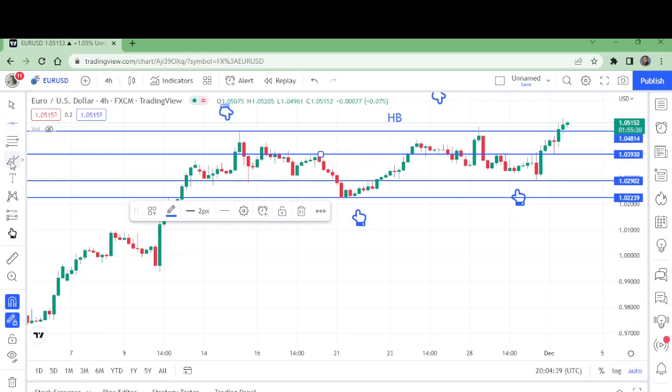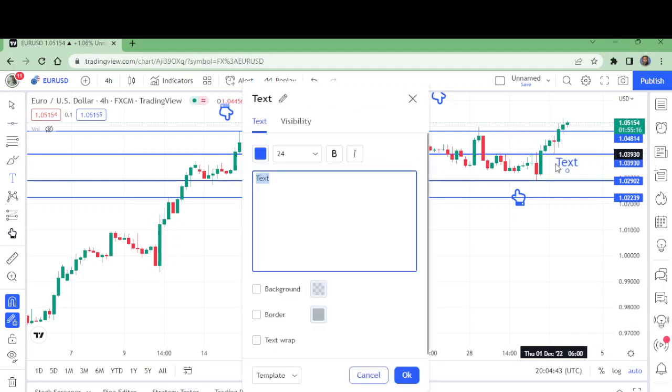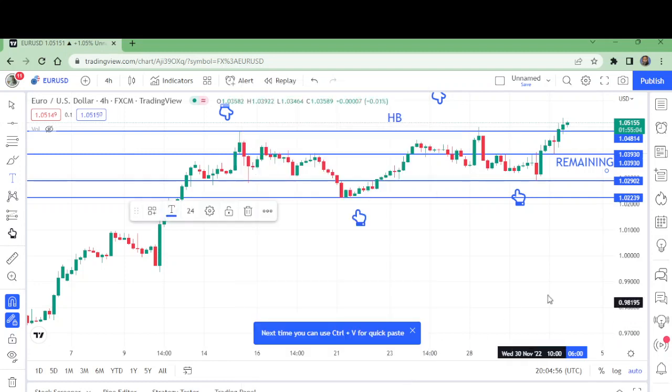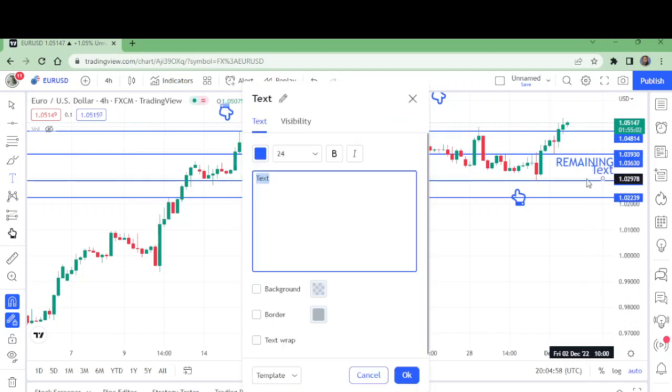Now let me put the text. This is remaining retest. This is breakout has been done.